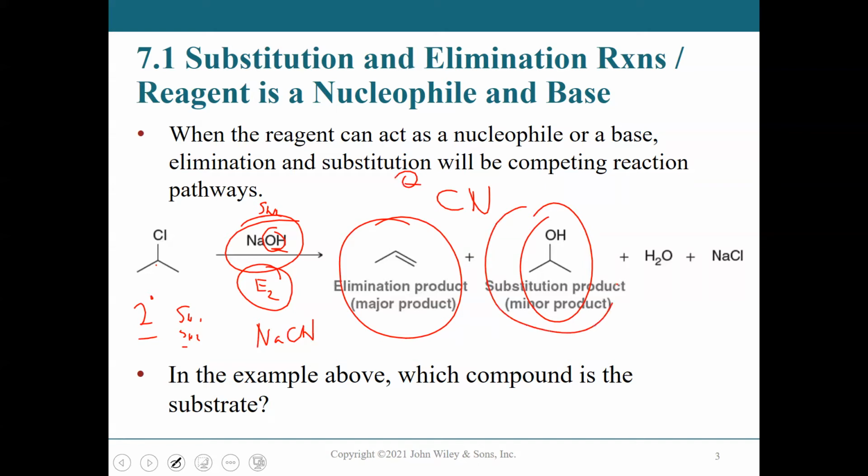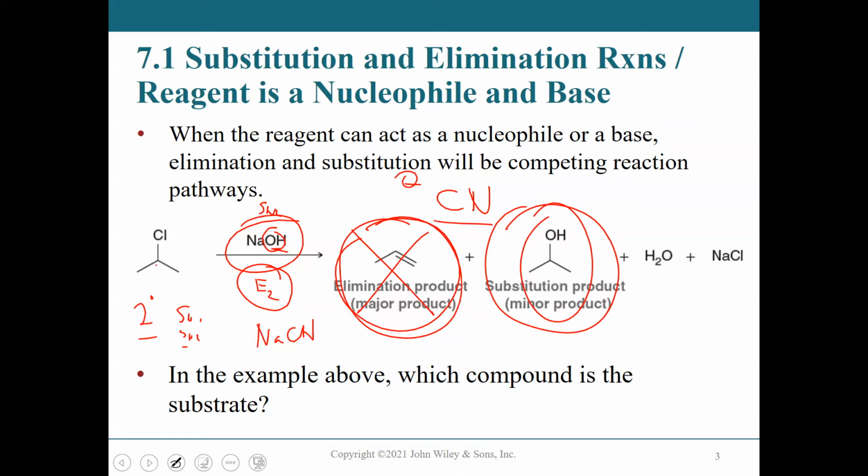This one will be your major product substitution, and then elimination will be 0. Why? Because cyanide hates to be a base. It is a better nucleophile. How do I know that? Is there any rule? No, there are no rules behind it. It's just that some species prefer to be a better base, and some species prefer to be a better nucleophile.